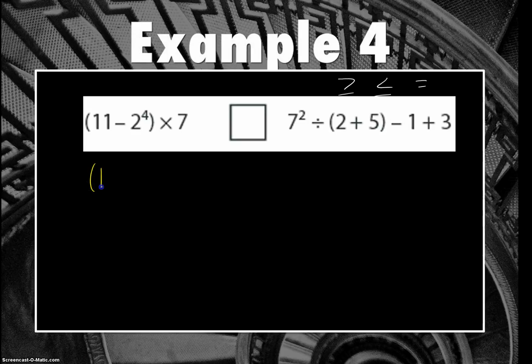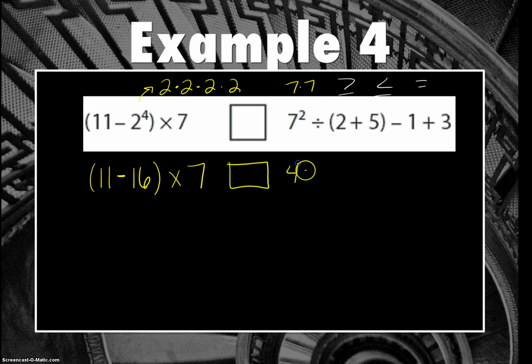I see a parenthesis, so I'm going to solve inside that parenthesis first. 2 to the 4th power means 2 times 2 times 2 times 2. 2 times 2 is 4, times 2 is 8, times 2 is 16, times 7. We are comparing that with 7 squared, which means 7 times 7, which is 49, divided by 2 plus 5, minus 1 plus 3. 11 minus 16.